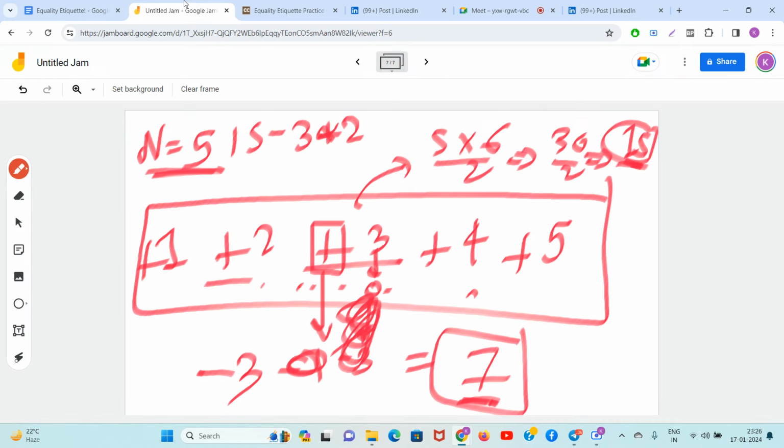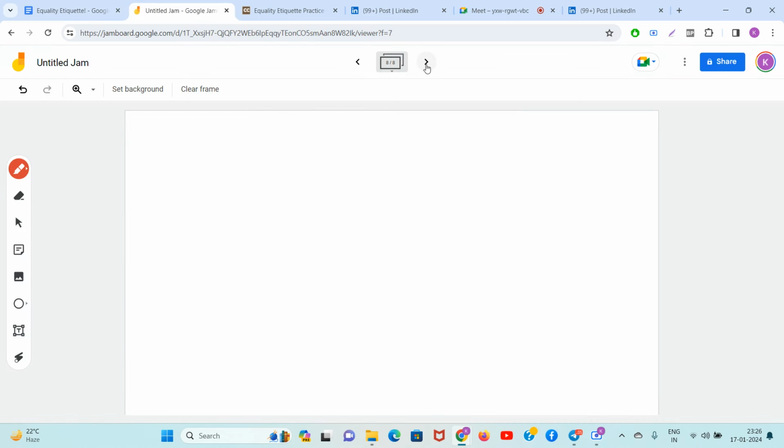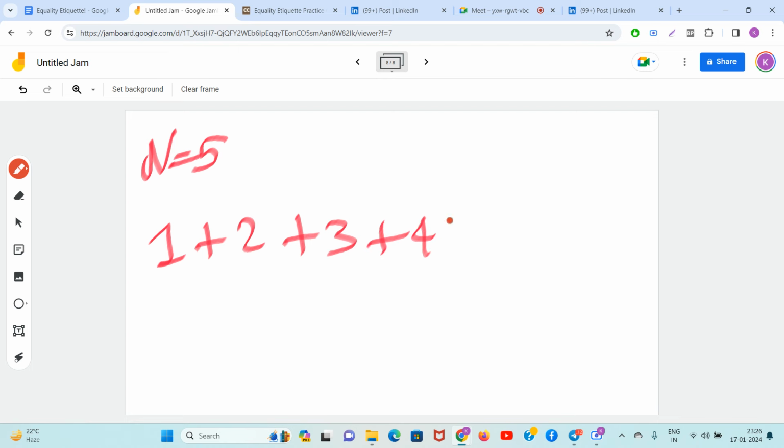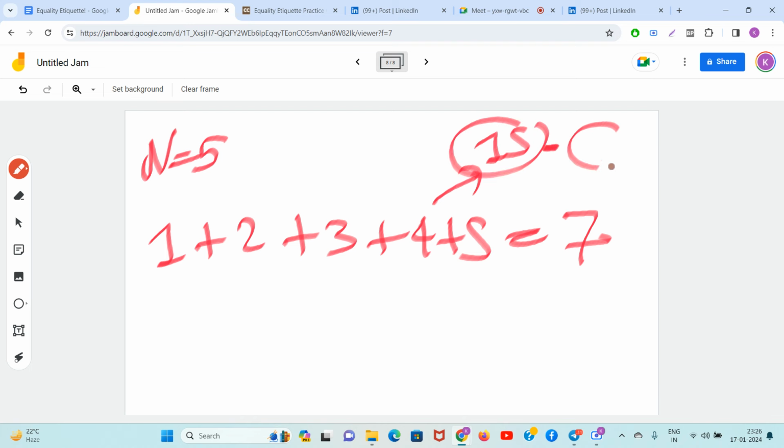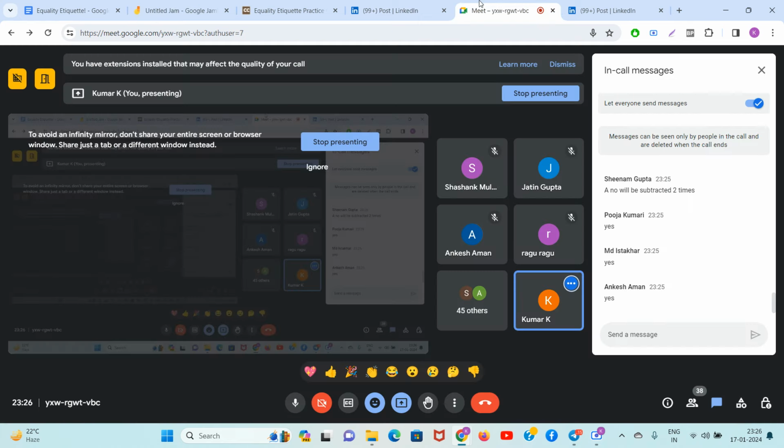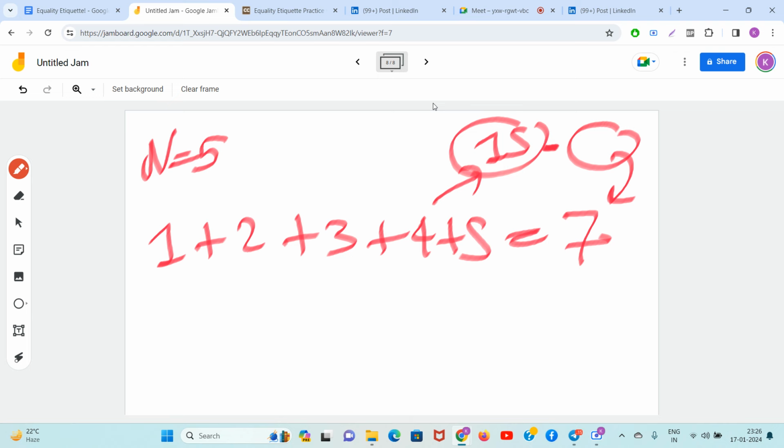So guys, now the problem is solved. Congratulations. Let's say I fix n equal to 5 for you. Now you want it to be 7, but this is 15. Ananya, please tell me how much number you need to subtract from 15 so as to get 7. How much you need to subtract from 15, everyone, to get 7? I hope you guys know this. 8. Guys, you need to subtract 8.